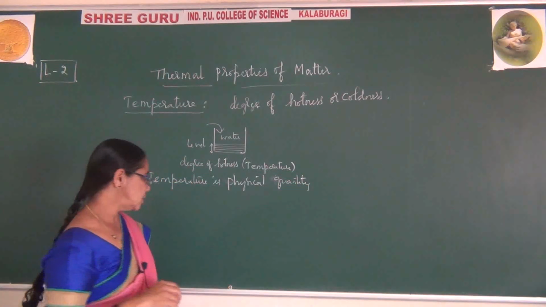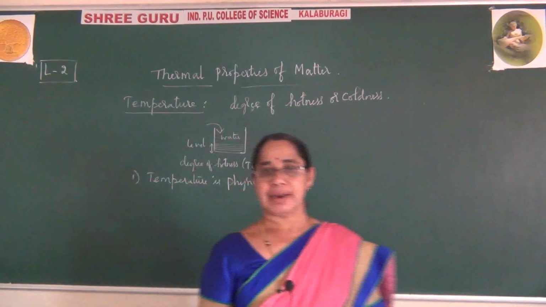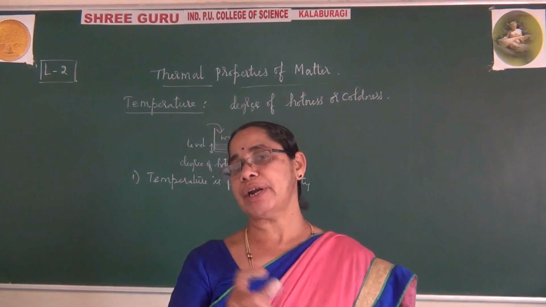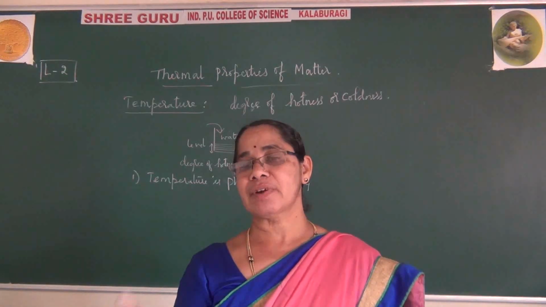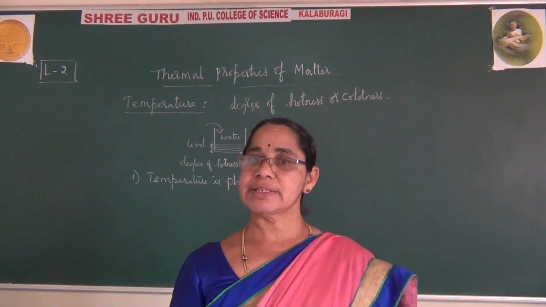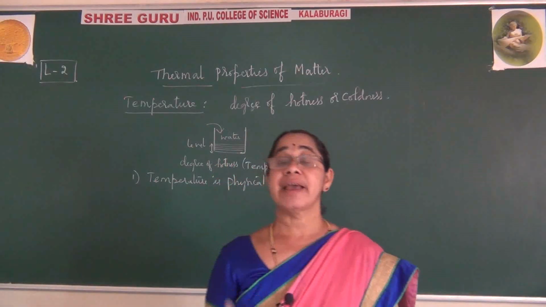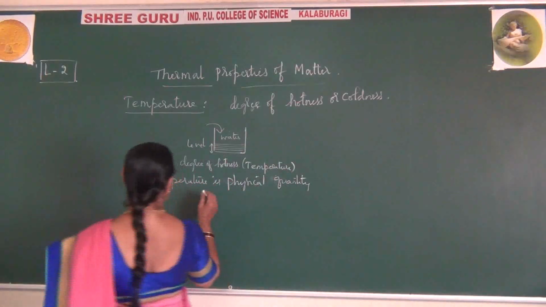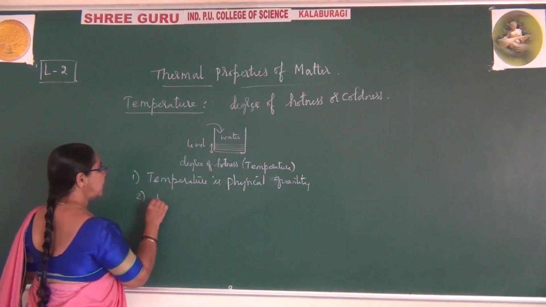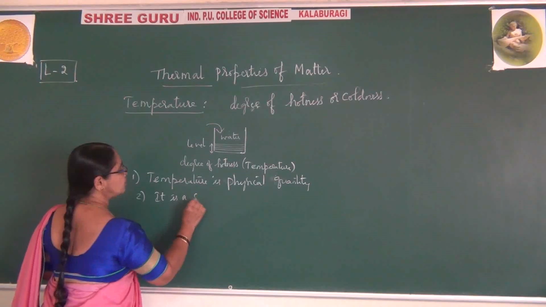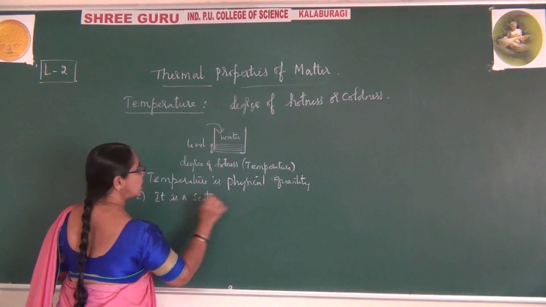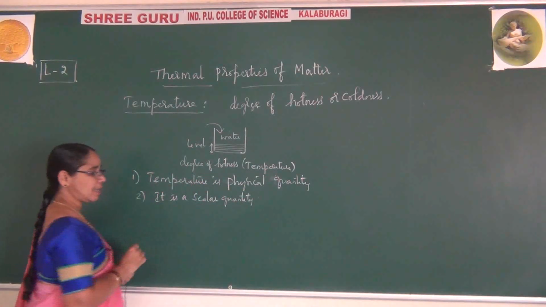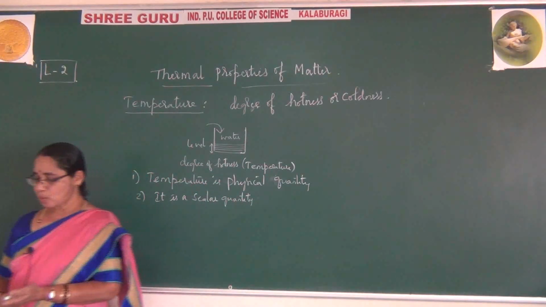One more point I want to say. When you want to explain temperature, heat always flows from one body to another body. We say temperature changes from one body to another. So the second point: temperature is a scalar quantity. Just remember this point. Is temperature a scalar or a vector? Temperature is a scalar quantity.